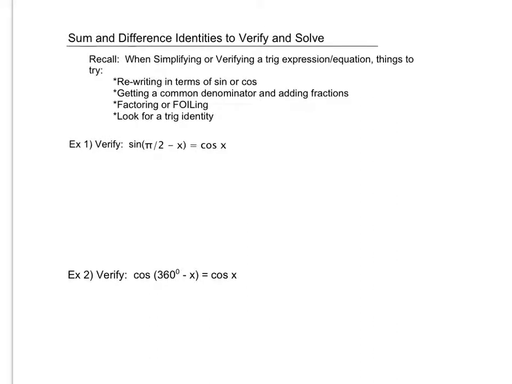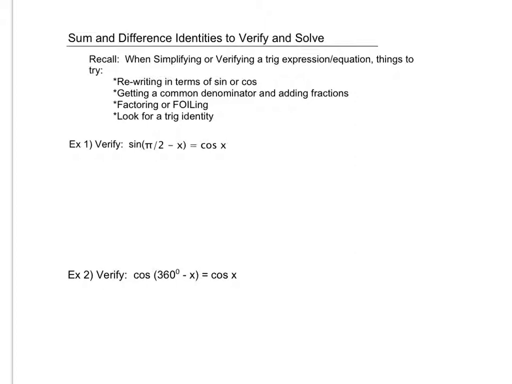Now when we say we look for a trig identity, we're going to open it up and say that we don't just look at the Pythagorean identities. Now we look at the Pythagorean identities, our even odd identities, our reciprocal identities, and our sum and difference identities. So on example 1, you've seen this before. This is a cofunction identity, and we looked in class at verifying it using a right triangle. Now we're going to look at verifying it using a sum and difference identity.